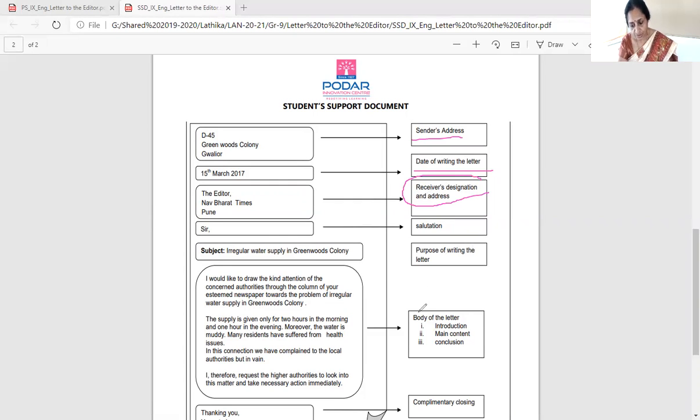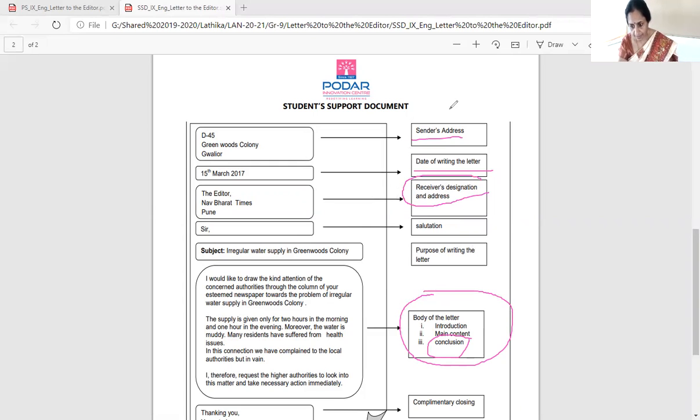Okay. So this is the body. We said also that the body should have three main parts. The first part is why you're writing this letter. Main content will be what exactly is your problem. And conclusion is what are your suggestions to rectify this problem that you have.